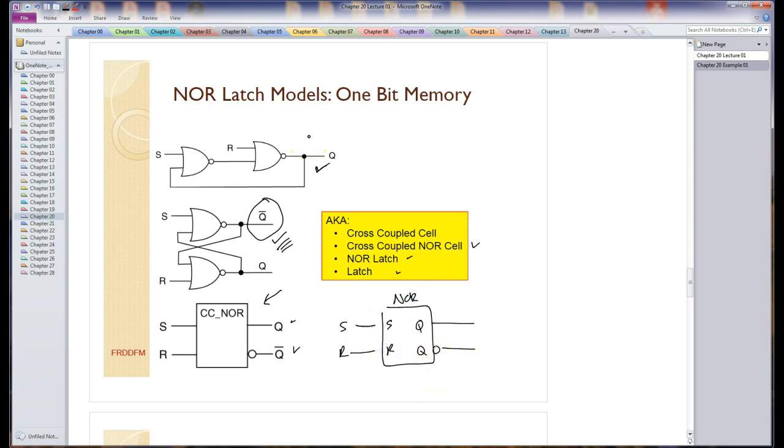This little circuit here has feedback. The feedback gave it the ability to memorize a single bit, and we're going to call this by a bunch of different names. It usually goes by latch. If you need more information, it's a NOR latch.